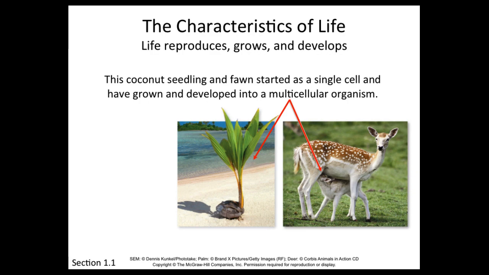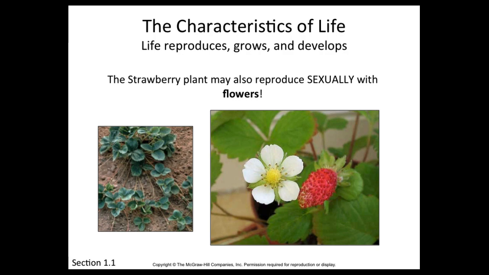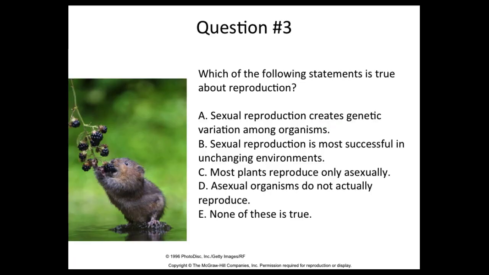This coconut seedling and the baby deer started out as a single cell. And then they grew, their cells divided, and they developed into multicellular organisms. The strawberry plant, as I mentioned, also reproduces sexually by producing flowers. Flowers are the sex organs of the flowering plants. The flower contains both sperm and egg, and after fertilization can develop into a fruit.